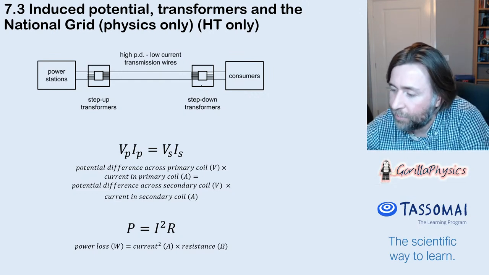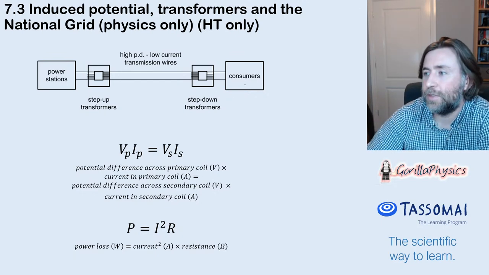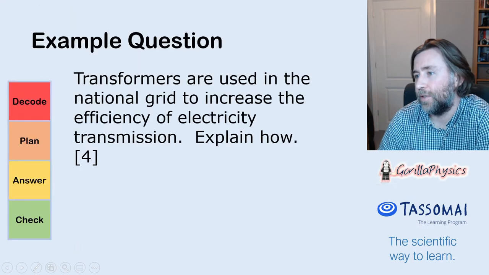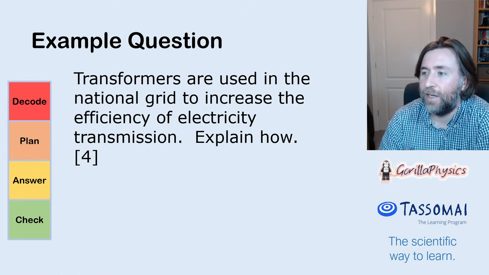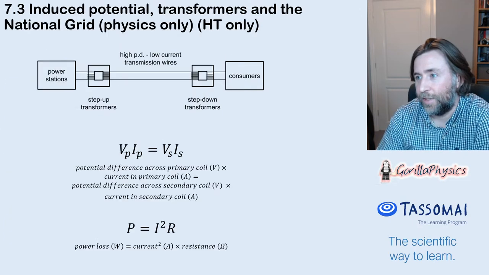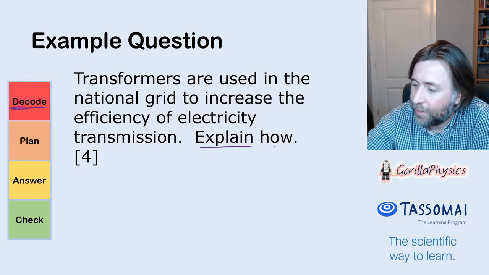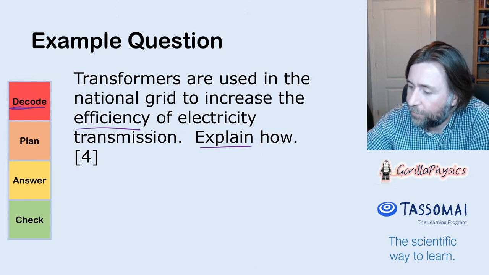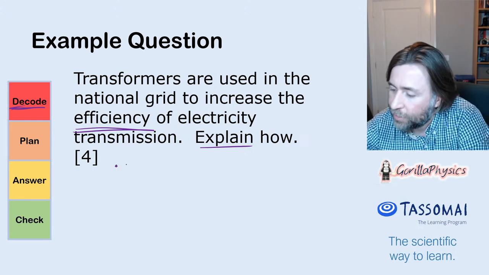That makes the whole system far more efficient. Then we have to step the PD back down again. So we have a lower PD for the consumers and a higher current to run the higher powered devices. So here's an example question. Transformers are used in the national grid to increase the efficiency of electricity transmission. So we don't have to talk about the step down bit in this question, okay? That's the first clue, decoding it. We're only asked to explain how the efficiency is increased. So what is the increase in efficiency? So step up transformers are used, firstly.